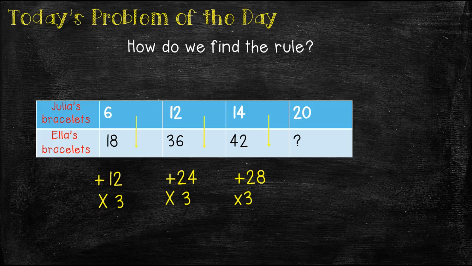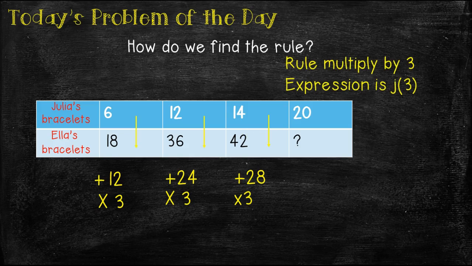So our pattern is going to be that times 3. That's going to be our rule. Multiply times 3, and our expression is going to be J for Julia, and then in parentheses, we're going to put the 3. If we did J and then the times sign and 3, it would be okay.